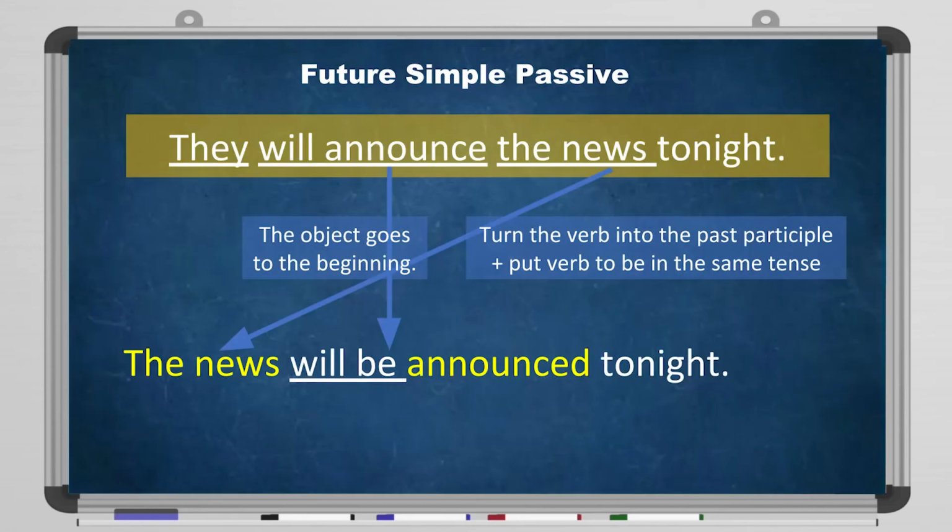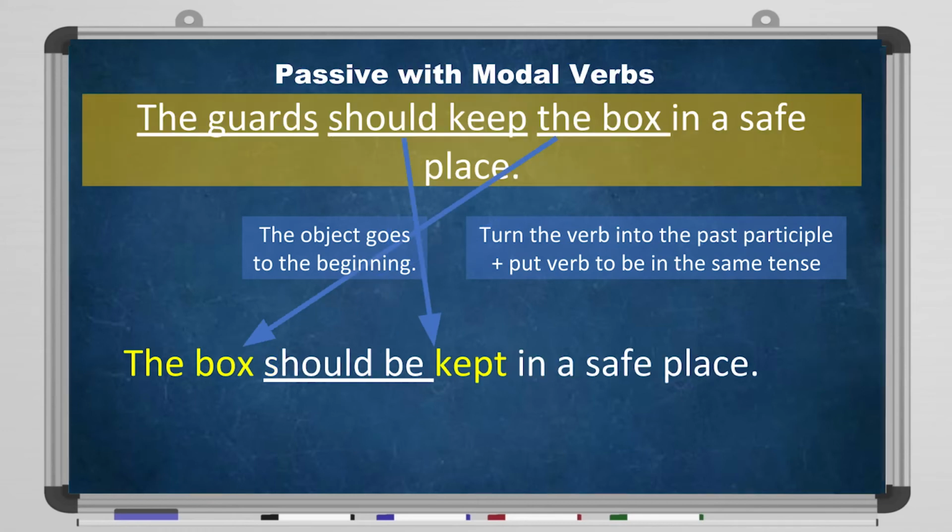If the sentence was in the future simple active sentence, how can we turn it into a passive one? They will announce the news tonight. Think about it. The news will be announced tonight. This is how you use be, been, and being. Be is always used after modal verbs.